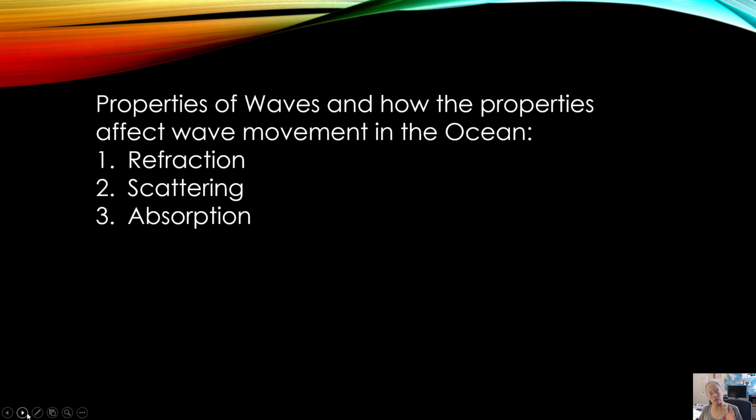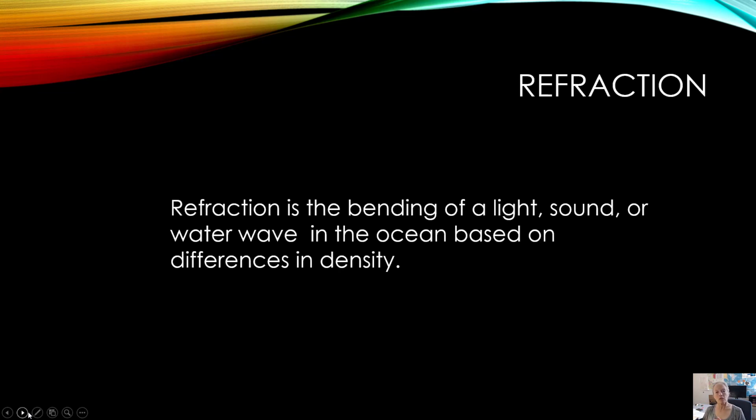Waves in the ocean, and we're talking about sound, or did I put that in there? No, it doesn't matter. Sound or light, because they're waves, can all be affected by these 3 things: refraction, scattering, and absorption. And I'll try to explain what those 3 things are. Refraction is the big thing we're kind of interested in right now. Refraction is how we bend a wave as it reaches a new layer that has a different density than the layer it's already in.